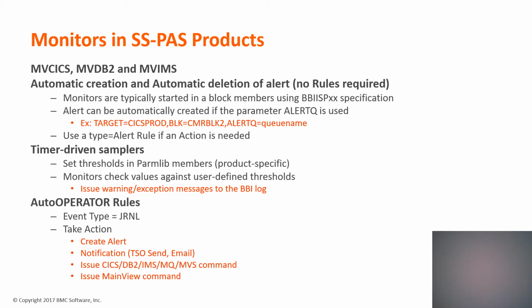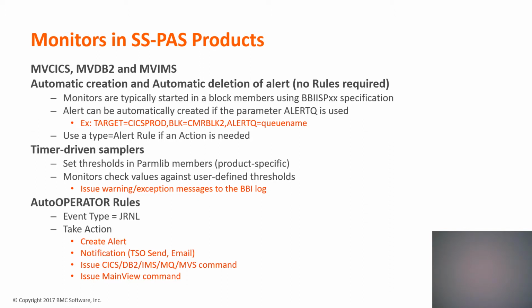Now I'd like to take a moment to talk about the background monitors in the BBI2 architecture. This includes the MainView for CICS, DB2, and IMS products. When these timers expire in the background and check to see if a threshold has been exceeded, the exceptions are generated to the BBI journal, where they can be picked up by Auto Operator and generate alerts. If you want to generate the alerts automatically, you certainly can by changing your params in BBI ISP and specifying an alert queue on the target statement for the block member.